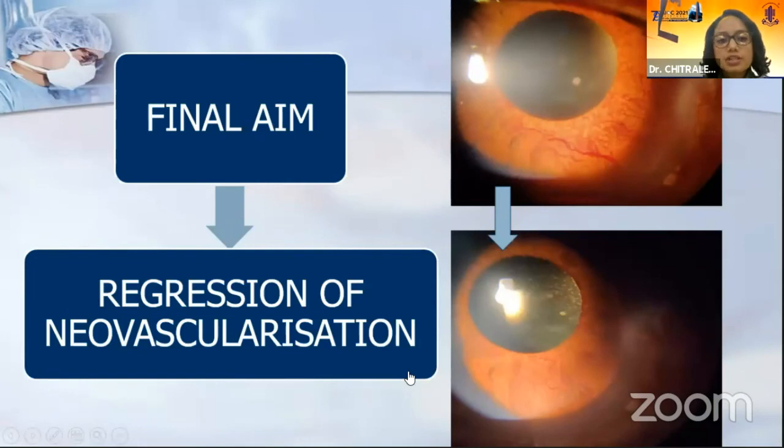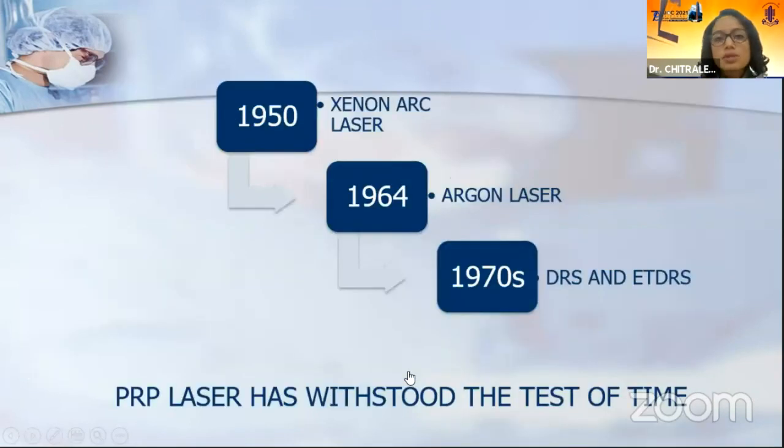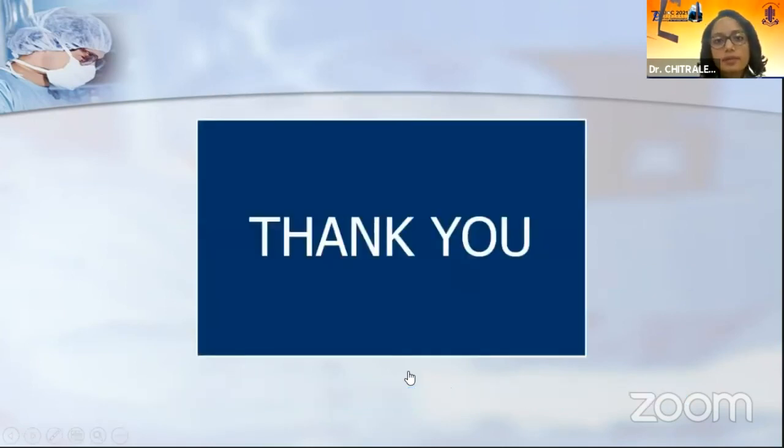So what is the final aim? The final aim is regression of neovascularization, which we can see in the images here, the first and the second image. PRP laser, which started in 1950 and had a strong, beautiful evolutionary arc, has withstood the test of time, and even today in the modern era remains the gold standard in the treatment of neovascularization. Thank you.